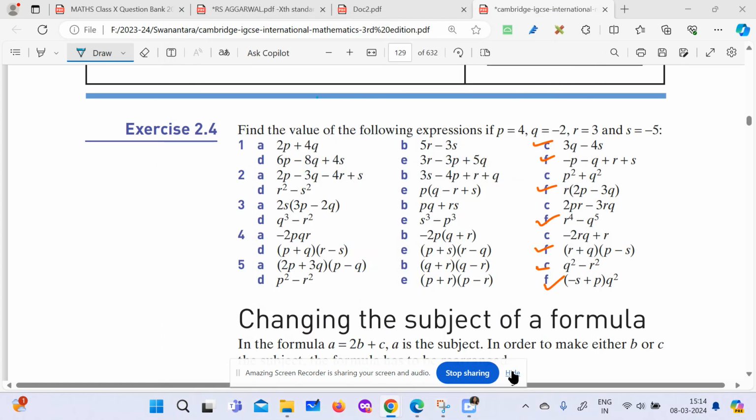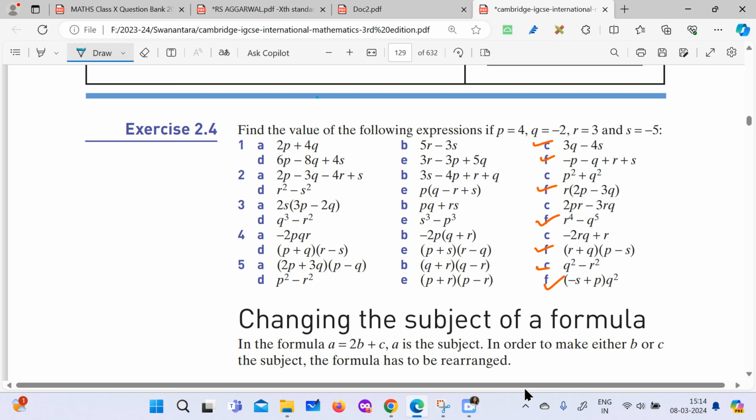Hello. So now we are going to do substitution. Find the value of the following expressions, if P is equal to 4, Q is equal to minus 2, R is equal to 3 and S is equal to minus 5. So here you are already given the values of P, Q, R and S. What we are going to do? We are going to substitute these values in our expression and find the value of it.